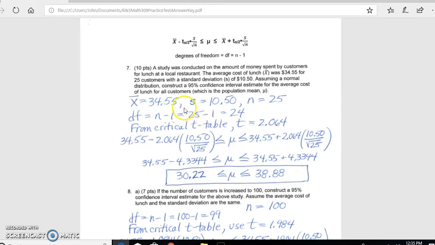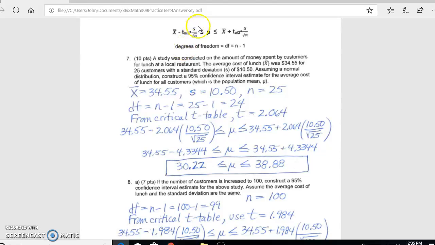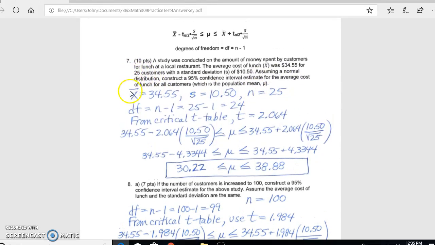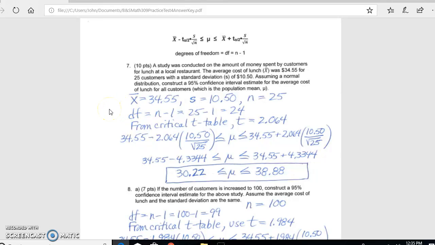34.55. The S in our formula is $10.50. And the N, which is the sample size, is given to us as 25 customers. And we need to find the T value to use in this formula. It's going to come from the T table that was given out in class. You can find it also in another video in this practice test.